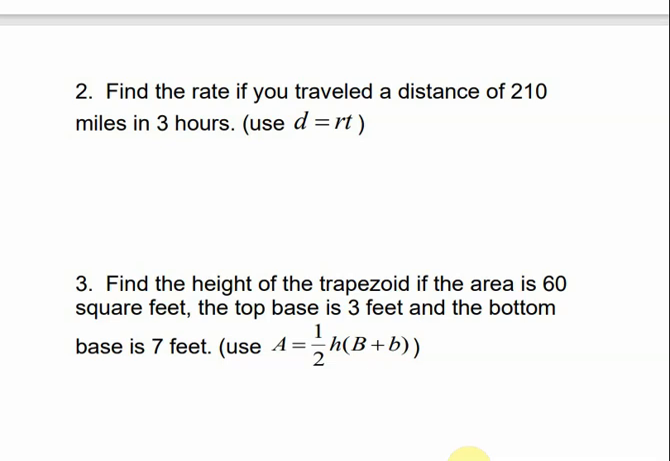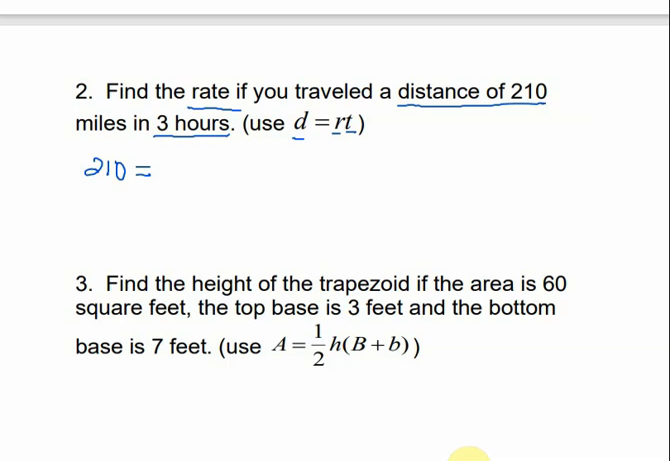Find the rate if you traveled a distance of 210 miles in 3 hours. Use D equals RT. Well, they told me to find the rate, so we can assume that R stands for rate. If you traveled a distance of 210 miles, so D would be the distance. And then it says in 3 hours, so what do you think T stands for? The time. The time is 3 hours. So I'm going to plug in what they've given me. D is 210, equal to R, the rate. We don't know R, but the time is 3.